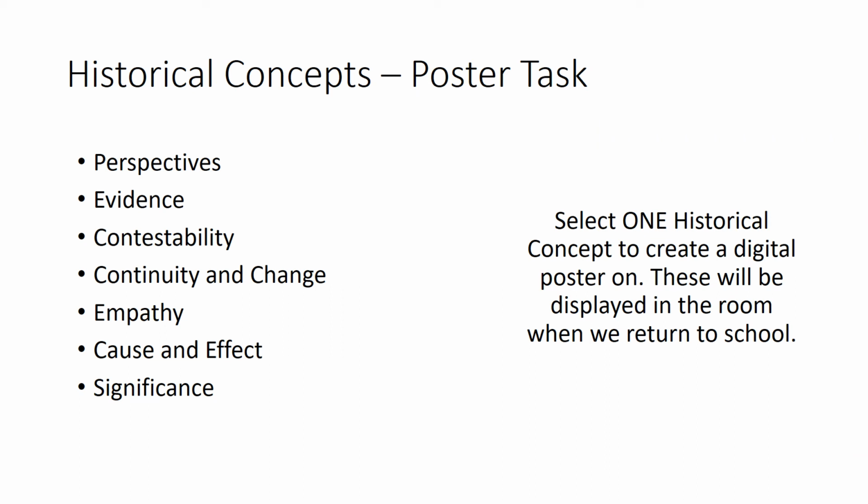So that was a really quick snapshot of the 7 historical concepts. Your job for this week is to select one of those historical concepts and create a digital poster on it. You can use Canva or PowerPoint or Word. I don't really mind what you use, as long as we're able to print it out and display it in our classroom when we return to school. You need to pick perspectives, evidence, contestability, continuity and change, empathy, cause and effect, or significance, just one of those, and create a detailed poster.